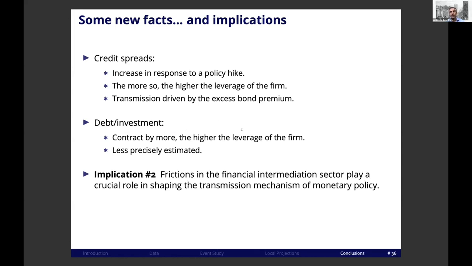And secondly, in terms of the economics of what we do, when we interpret these empirical results through the lens of a model that has frictions on both firms and financial intermediaries, we tend to interpret our results as supportive of frictions in the financial intermediation sector being very important in shaping the transmission mechanism of monetary policy.